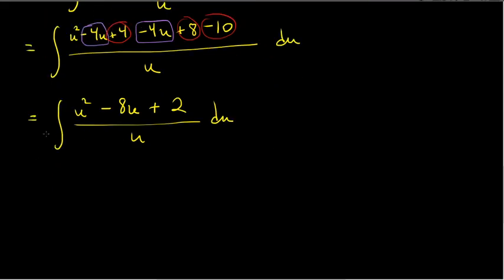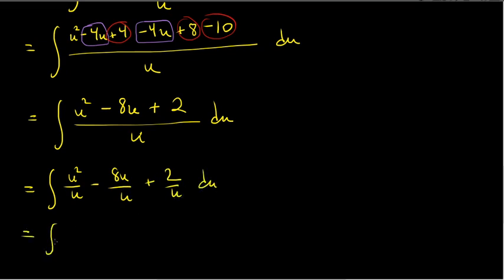Okay, how does that help? Well, notice that the denominator is just a monomial. It's just u. It's just a single term. So we can split this up, right? This was a technique we learned way back in chapter 4, in 4.1, I think. We just get u squared over u minus 8u over u plus 2 over u du. And u squared over u is just u. Here the u's cancel, so you just get minus 8. And then this is 2 over u, which you can leave as 2 divided by u, or 2 times u to the negative 1.